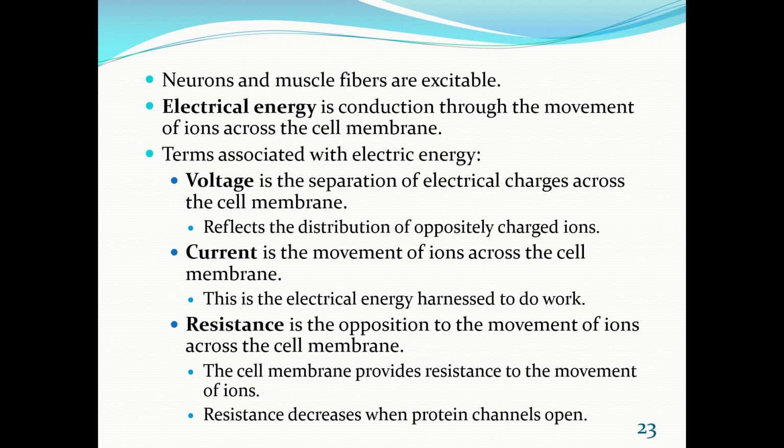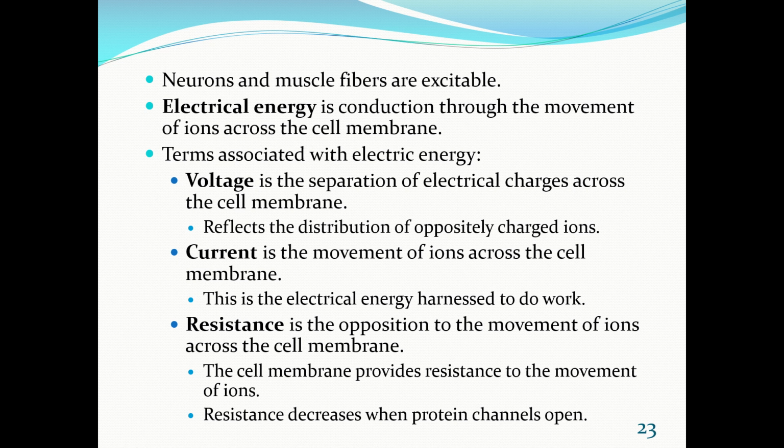And so the electrical energy is conducted through the movement of ions across the cell membrane. And here are the terms that are associated with this electrical energy. The voltage is the separation of electrical charges across the cell membrane, and it reflects the distribution of oppositely charged ions. Current is the movement of ions across the cell membrane, and this is the electrical energy harnessed to actually do the work. So when that action potential is propagated, that's the current that flows.